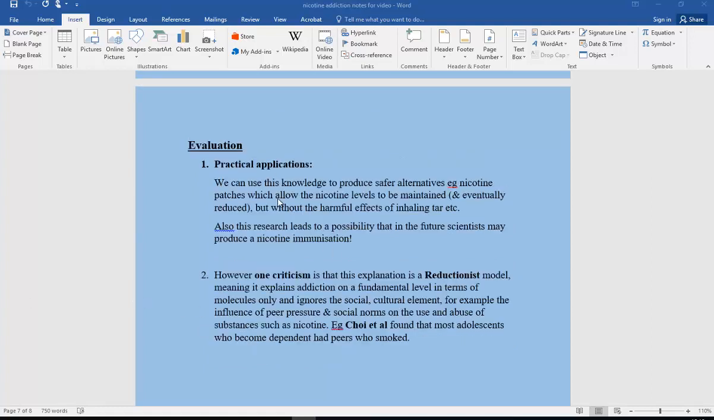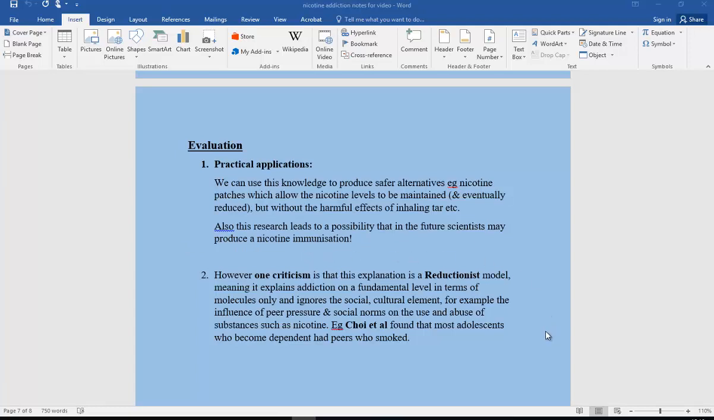But moving swiftly on to some evaluation, in terms of what's useful about this model, well, it has practical applications. So we can use this knowledge to produce safer alternatives, for example nicotine patches. Nicotine patches will allow nicotine levels to be maintained and hopefully eventually reduced, but without the harmful effects of inhaling, for example. But also this research leads to the possibility that we may in the future have a nicotine immunization.